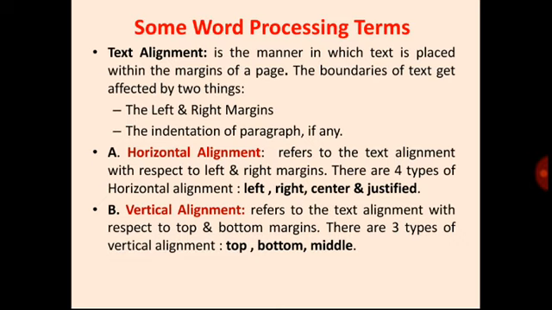There are two types of alignments. Horizontal refers to the text alignment with respect to left and right margins. There are four types of horizontal alignments: left, right, center, and justified. The second one is vertical alignment, which refers to the text alignment with respect to top and bottom margin. And there are three types of vertical alignment: top, bottom, and middle.